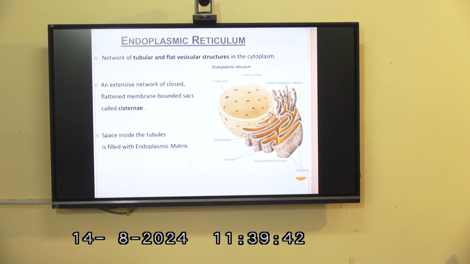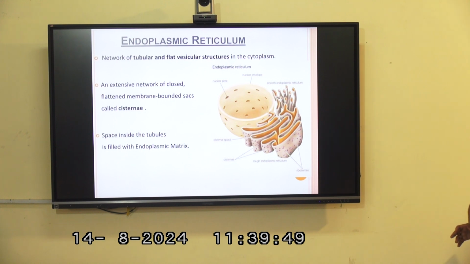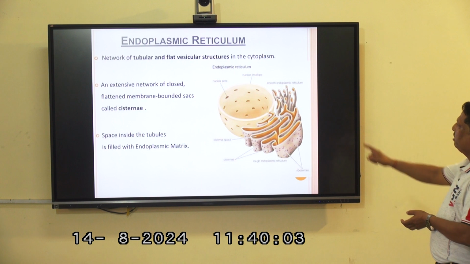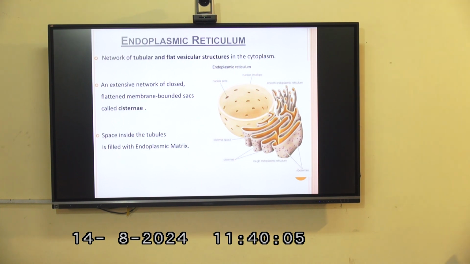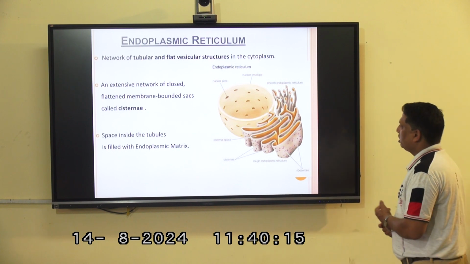Likewise, if you talk about the endoplasmic reticulum, this is a network of tubular, flat, vesicular structures in the cytoplasm, and this is an extensive network of closed, flattened, membrane-bounded sacs arranged systematically, like coils. These stacked coils are arranged in the form of stacks, and they have the nuclear envelope connected to the nuclear reticulum, and they are attached to the smooth endoplasmic reticulum, and the space inside the tubules is filled with the endoplasmic matrix.